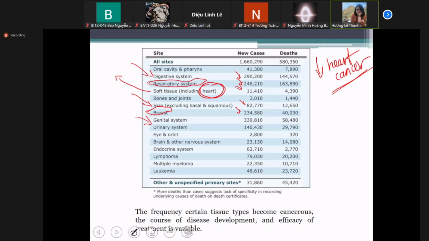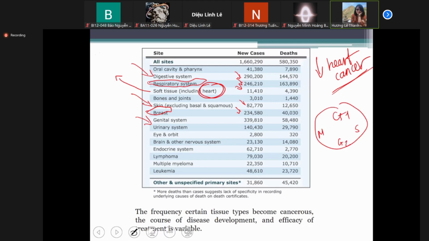But the heart, first, is not exposed to many carcinogens, just only those in the blood. And the heart is not often replicated. Remember the cell cycle. When we have a cell cycle here, we have G1, we have S phase, we have G2, and we have M here.